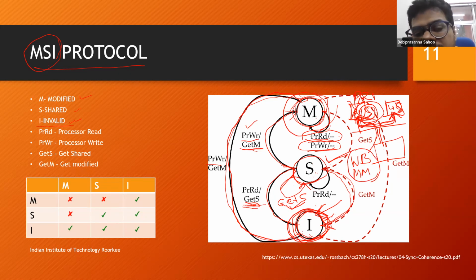So now after this, what is going to happen is all the things are synced. That means that you have a shared copy, I have a shared copy, and main memory is also updated with the latest copy, which has already seen that particular write. Okay. So this is how the MSI protocol works.